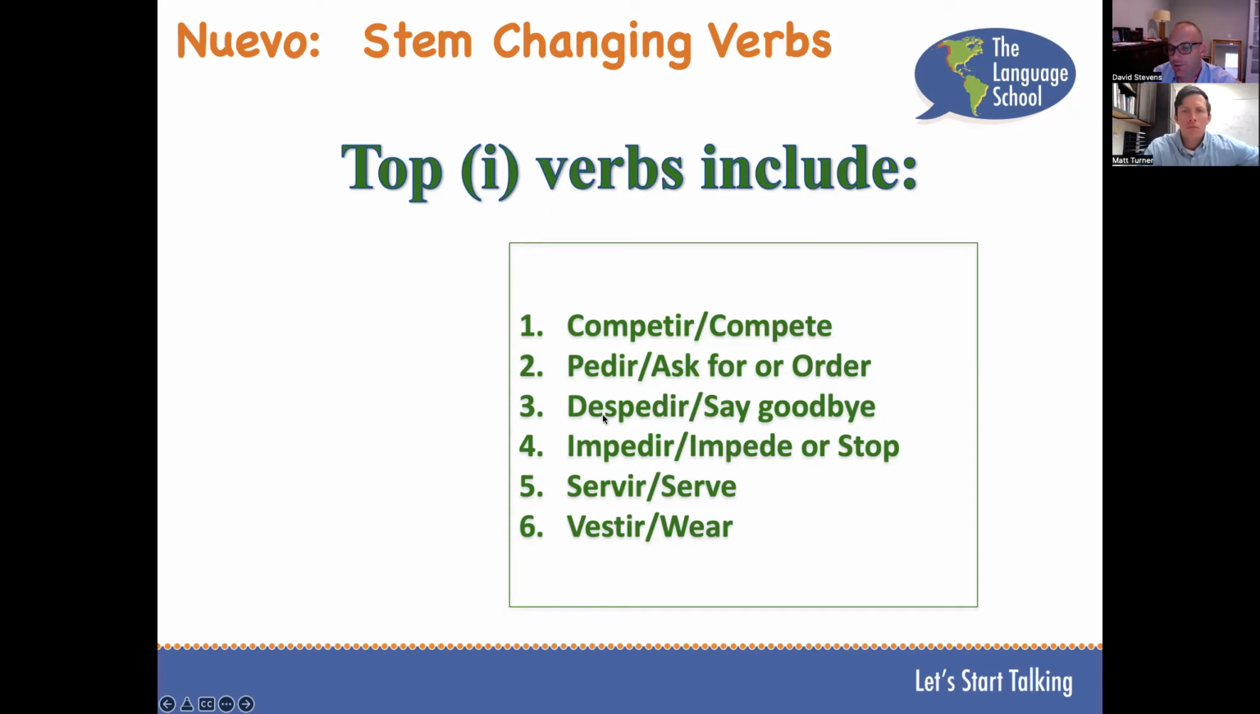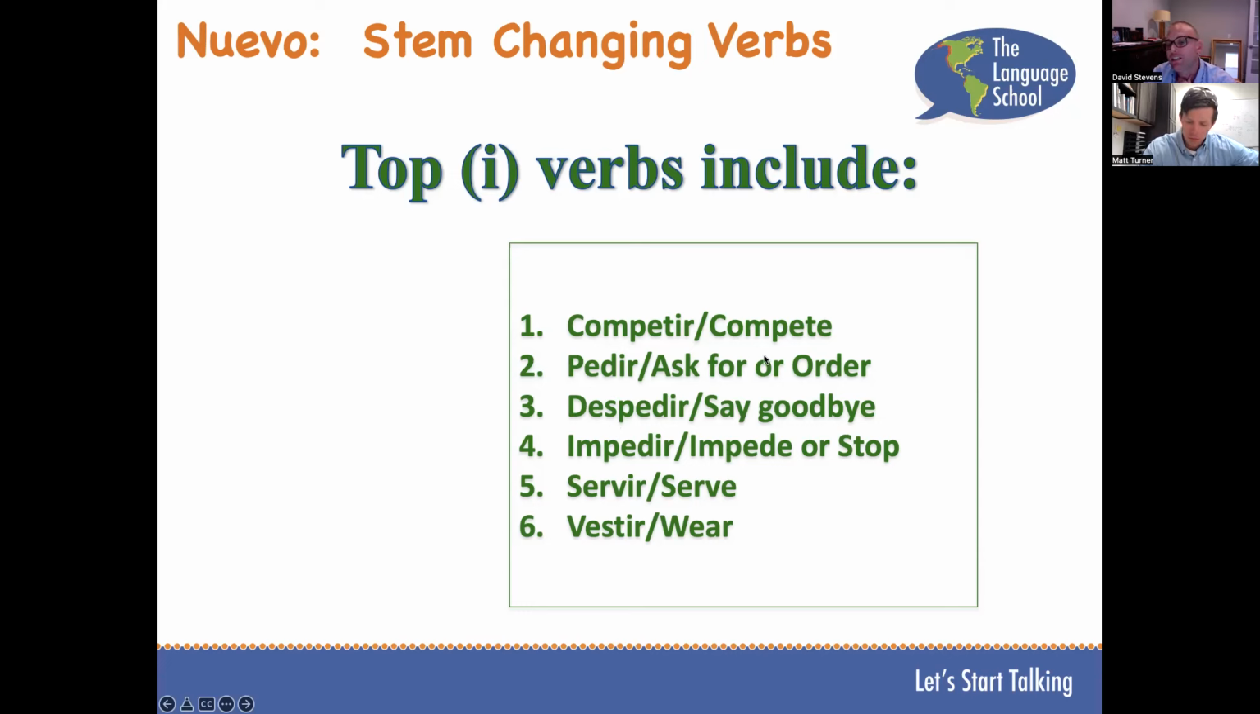Because here in number 3, you've got despedir. You have an A here and an A here. It's this one that changes, not this one. So it'd be despido, right? Not dispedo. Compito.